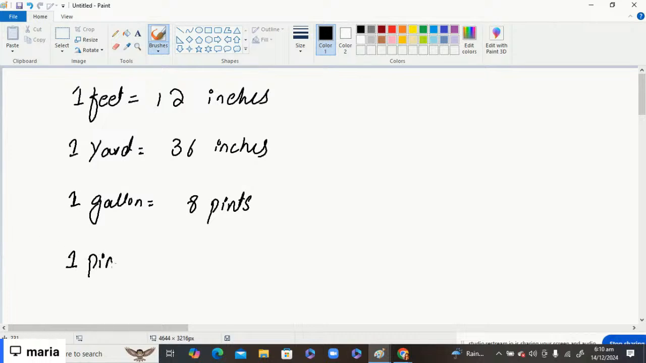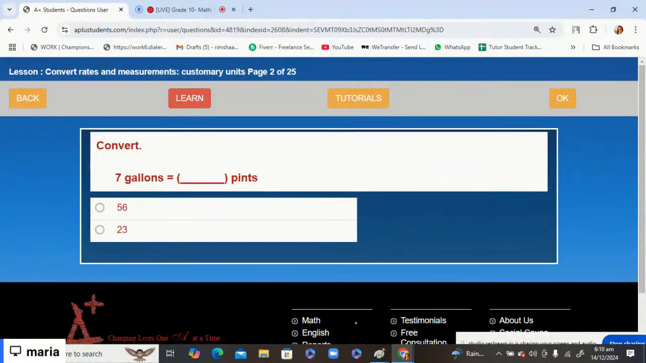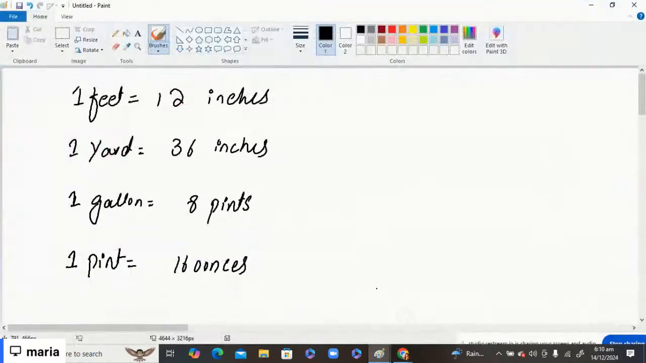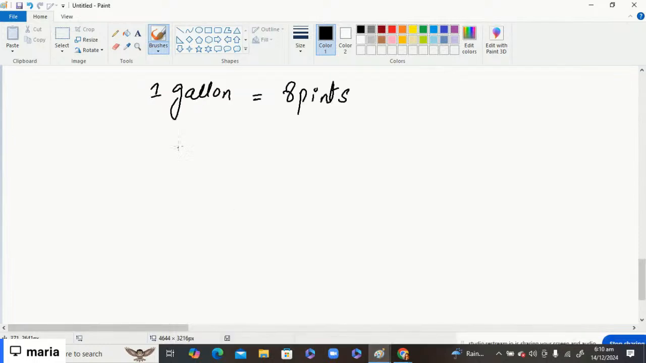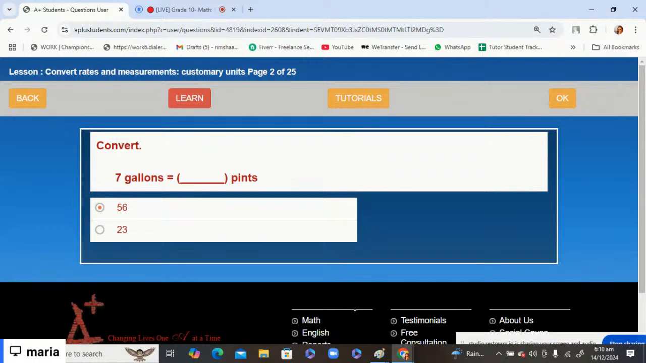1 pint is equal to 16 ounces. Yeah, I think so. That's the thing. So 7 gallons is equal to how many pints? If 1 gallon is equal to 8 pints, then for 7 gallons you just multiply 7 with 8. So 7 gallons is 7 times 8, that is 56 pints. It's on here.